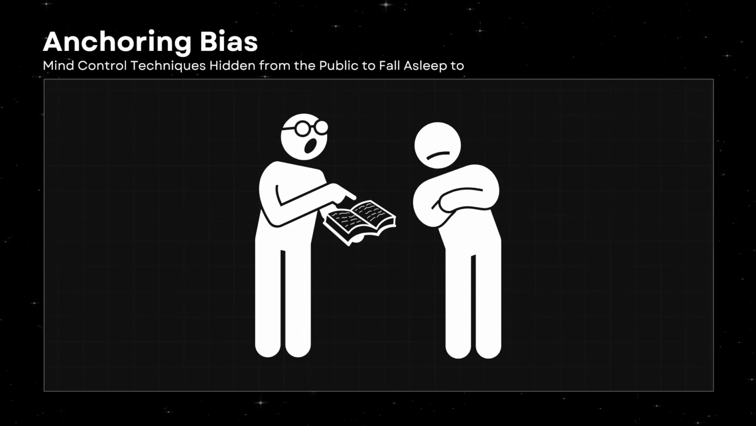This method is used in politics. A campaign might say that a rival wants to raise taxes by 20%, even if the real number is 5%. That 20% becomes the anchor. Voters start with that in mind. When they hear the actual number, it feels small, but only compared to the false anchor. Their opinion shifts, not based on facts but on contrast. The trick works because the brain doesn't forget the first figure it saw.